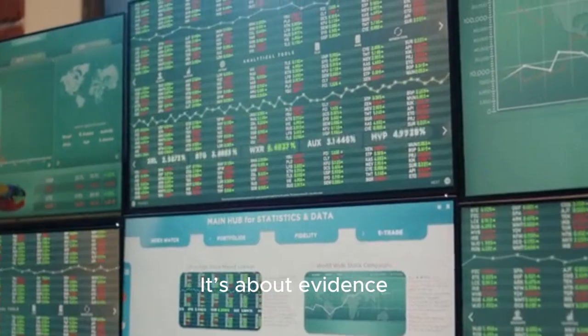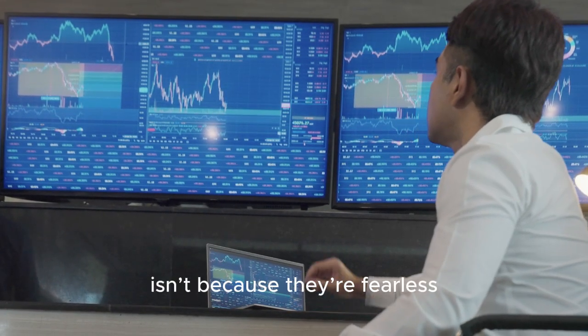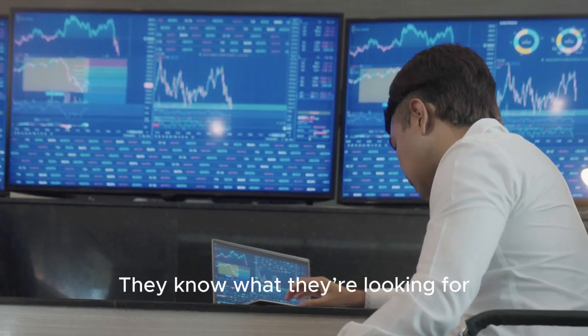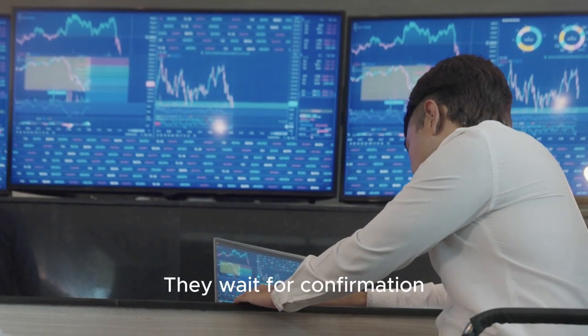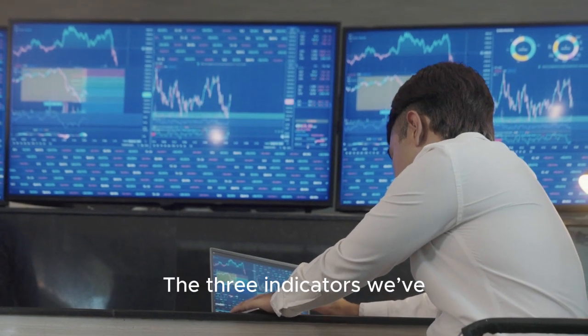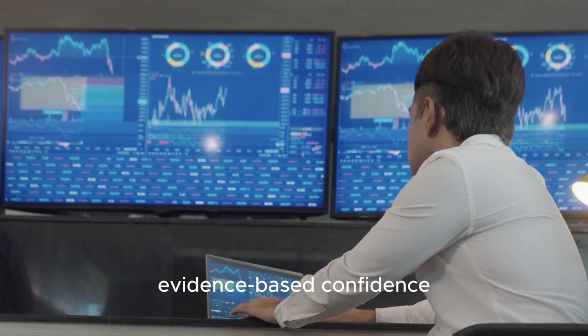It's about evidence. The reason institutional traders act decisively isn't because they're fearless. It's because they're armed with data. They know what they're looking for. They wait for confirmation. And when they get it, they move. The three indicators we've covered today are your way of building that same evidence-based confidence.